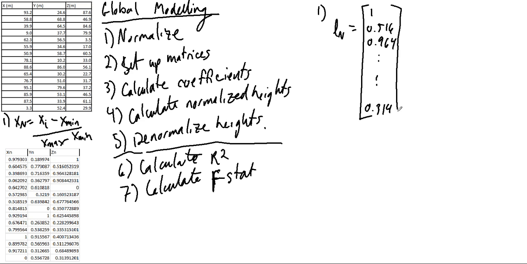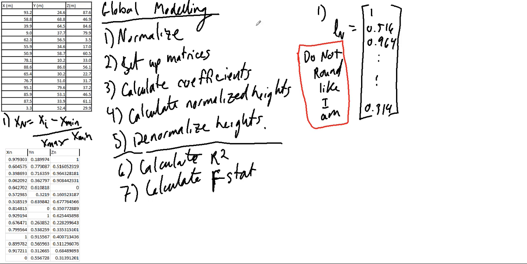Now do not round like I am. I'm going to highlight that in red. Don't round like I am in this case, because I'm just showing you this as an example. You need to maintain as many decimal places as you can. You are going to find slightly different numbers depending on the platform that you use, because it all comes down to how many decimals it holds.